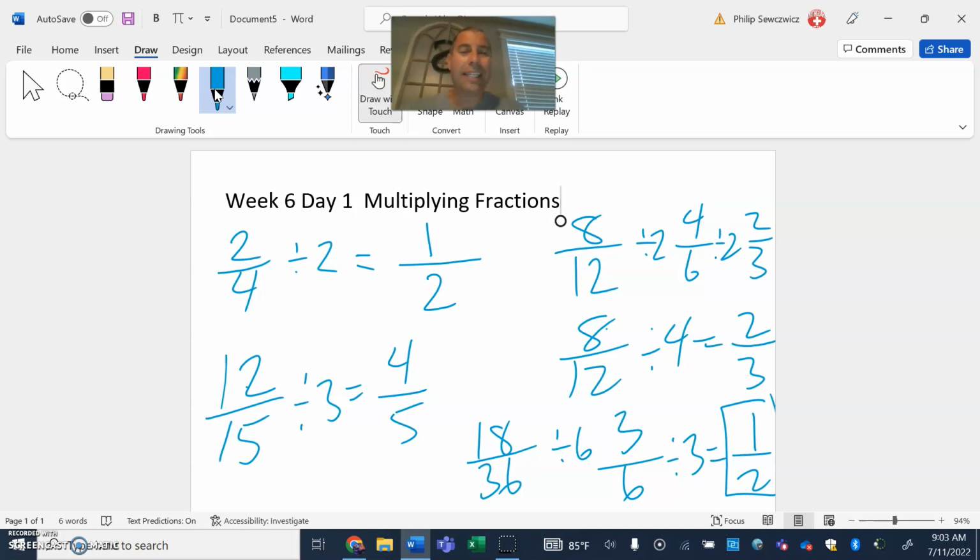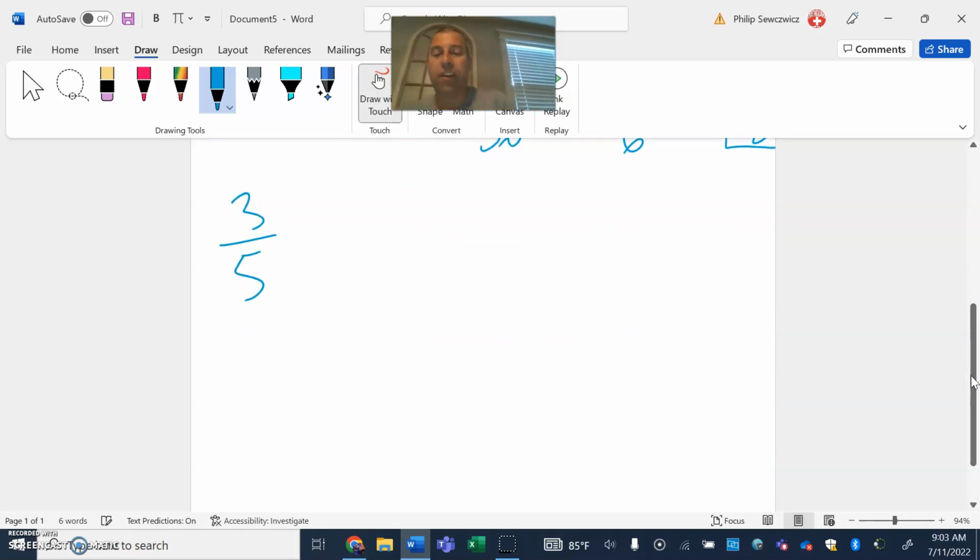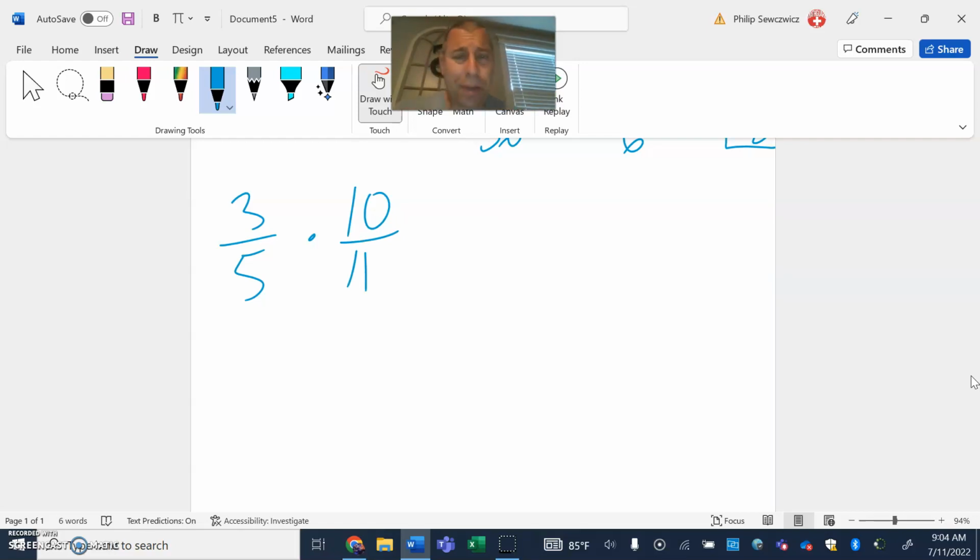All right, so let's get into the basics here of multiplying with our fractions, because we will use this simplifying technique. So I'm going to use 3/5, and we're going to multiply it by 10/11. The basic rule for multiplication is just multiply straight across. 3 times 10, 30. 5 times 11, 55. But we have to watch for simplifying here now.